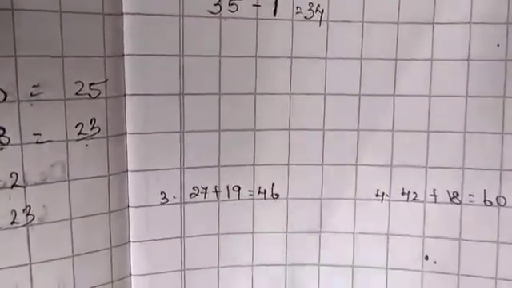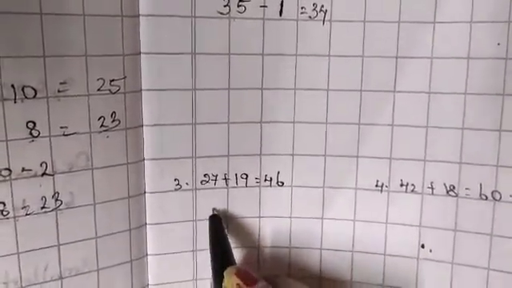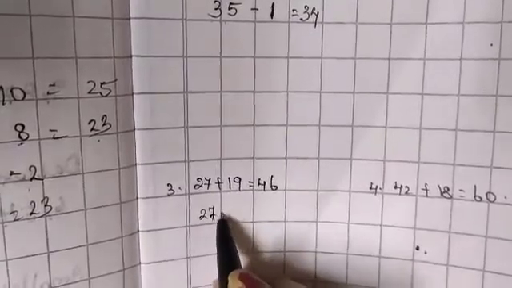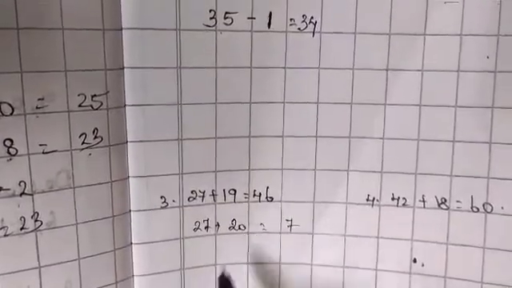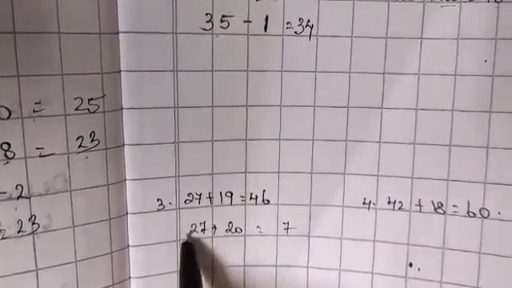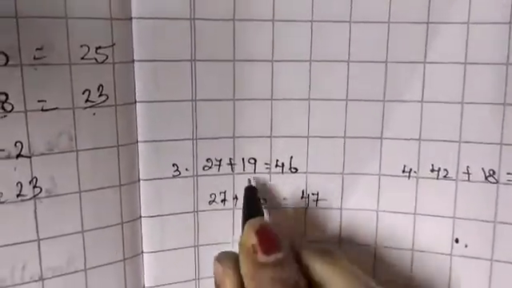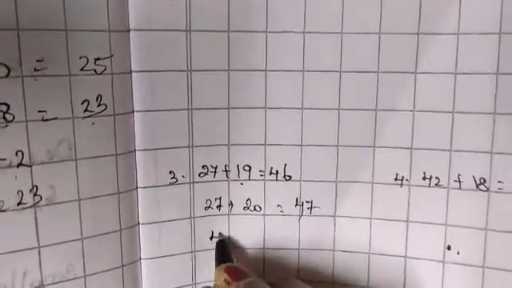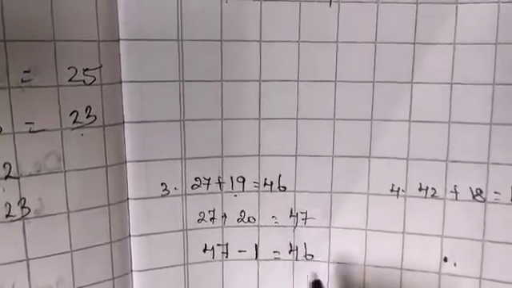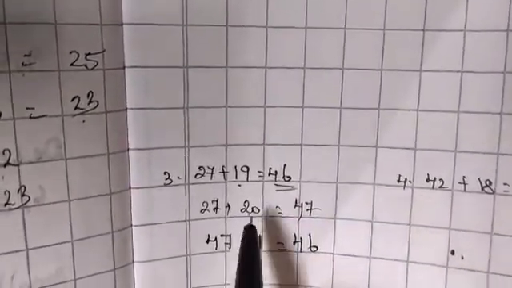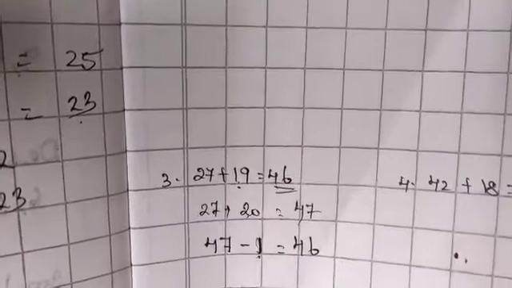27 plus 19 is equal to 46. How did we get the answer? For example, 27 plus 20. How much? Now 7 is in the ones place, 0 is in the ones place, so it will be 7. 2 plus 2 will be 4. 47. So here 19 means minus 1. 47 minus 1 will be 46. Got the answer 46? Yes. Why am I doing minus 1 here? Because 20 minus 19 will be 1.